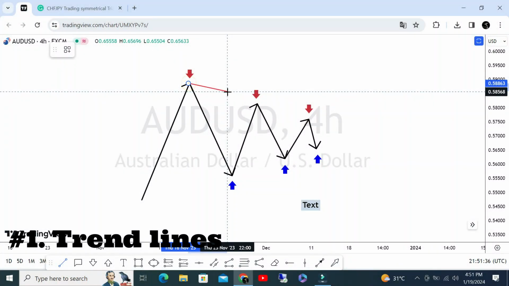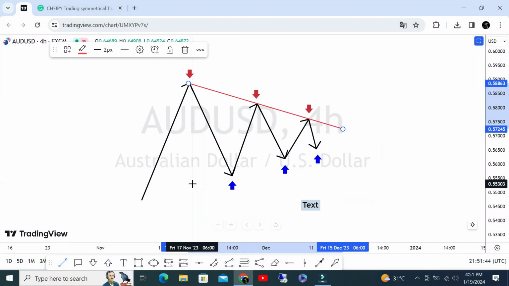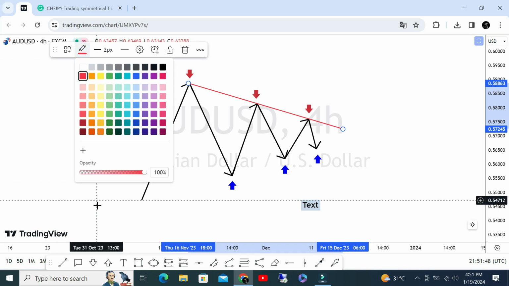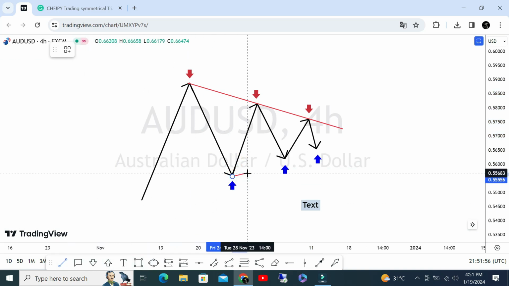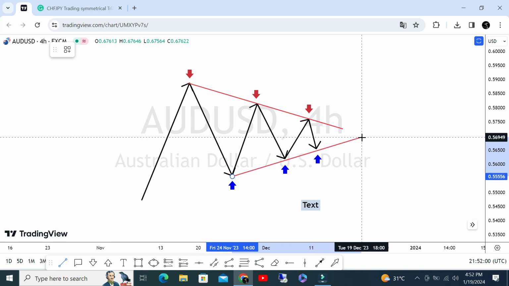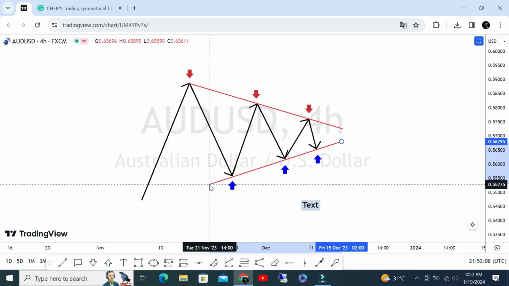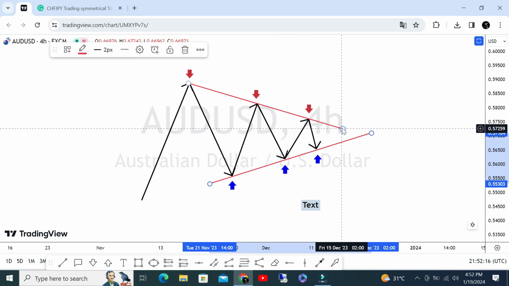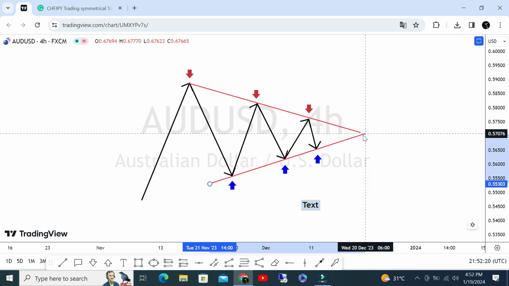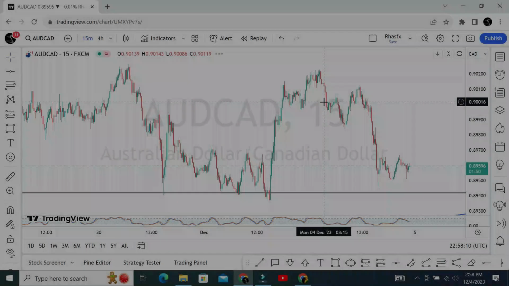Draw trend lines connecting the series of lower highs and higher lows. The lines should converge, creating a symmetrical triangle pattern. The drawing is not perfect, but you get the idea. Luckily for us, TradingView already has a built-in drawing tool which makes things a whole lot easier for us.